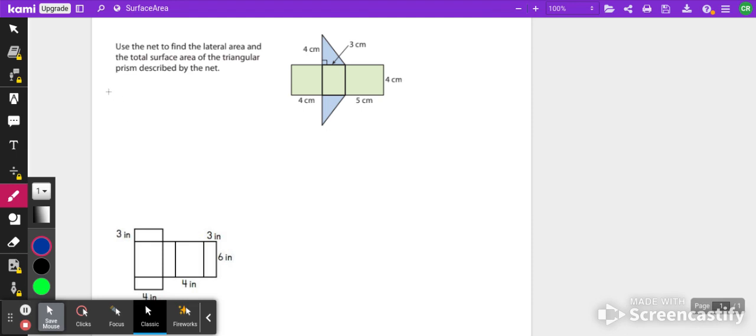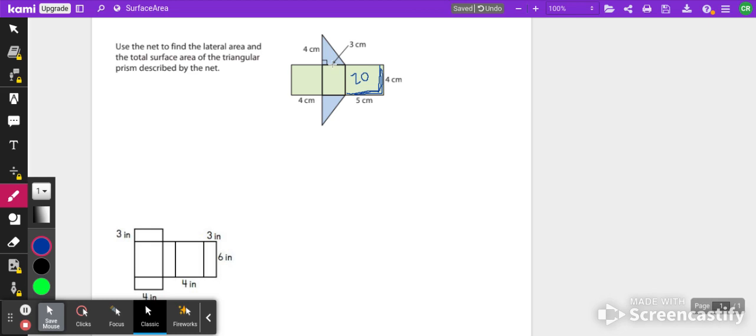So let's start by finding the lateral. Remember that lateral means just the sides. It does not include the bases. So for the lateral here, we're just looking for the area of the rectangles. So let's just find the area of the rectangles. This rectangle right here is 5 times 4. So the area of this rectangle is 20 centimeters squared.